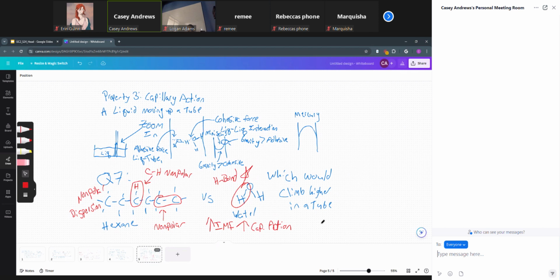Now, if you had liquid salt, like molten salt, that thing would probably climb super high. It would also melt the tube, but it probably would climb high. All right, anything else? All right, so let's do maybe one or two more properties and then we'll take our halfway point break here.